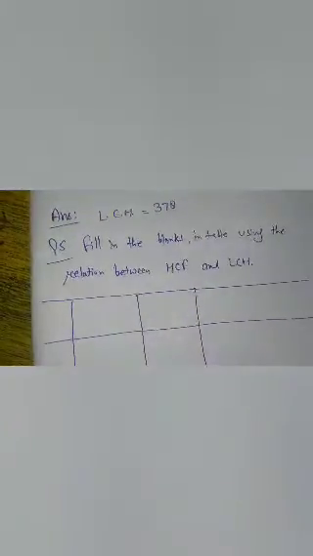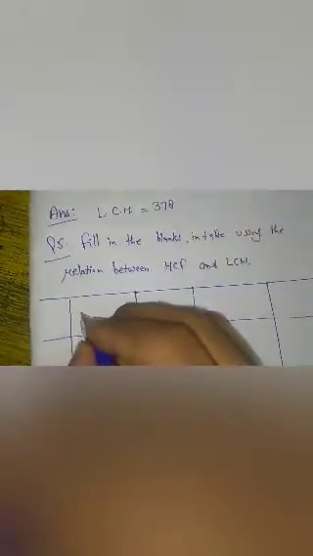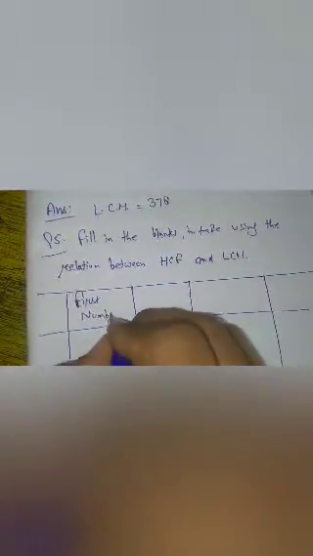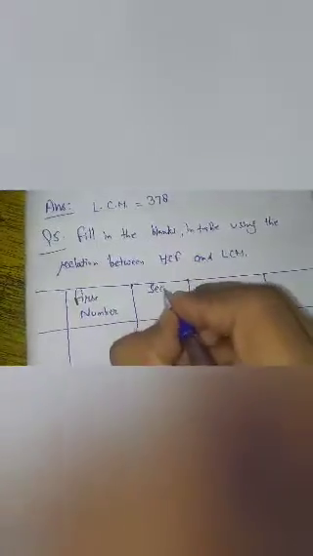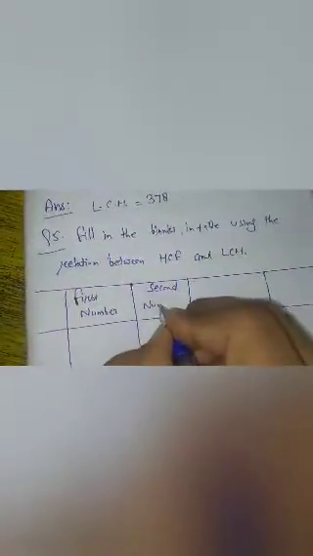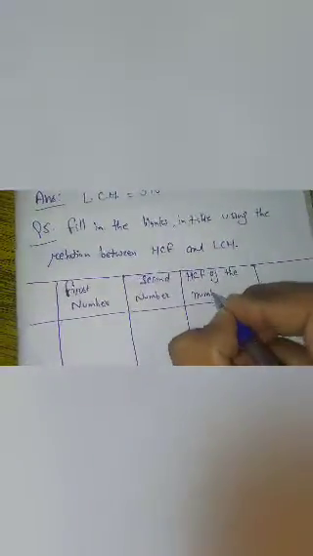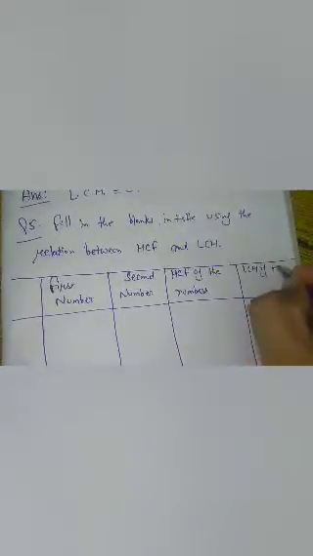There are 5 columns in your table. Okay, first has been given here first number, second number, HCF of the numbers, LCM of the numbers.